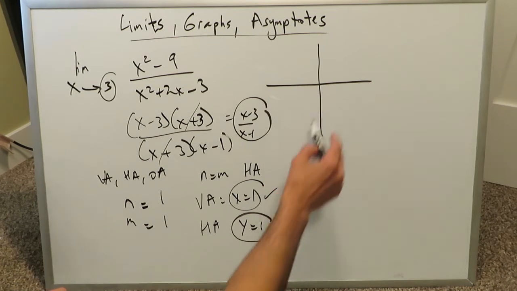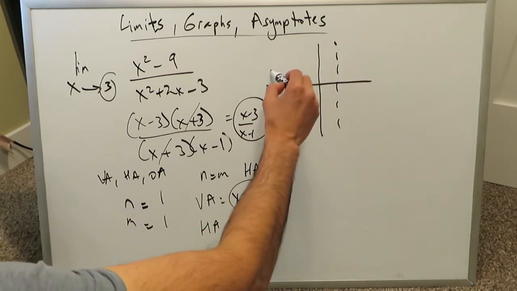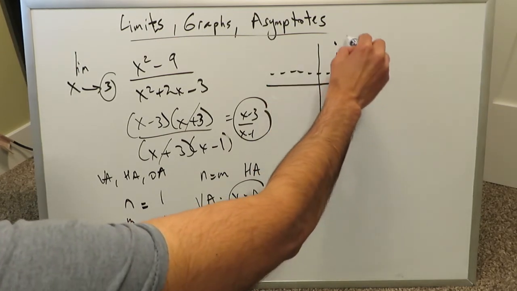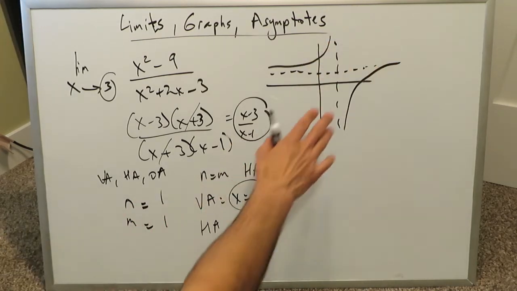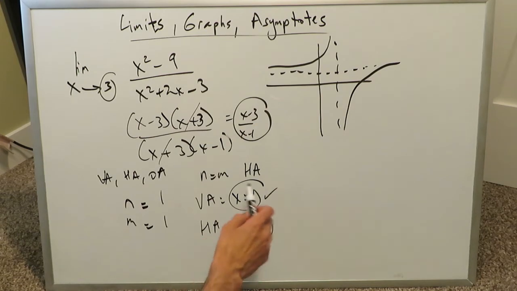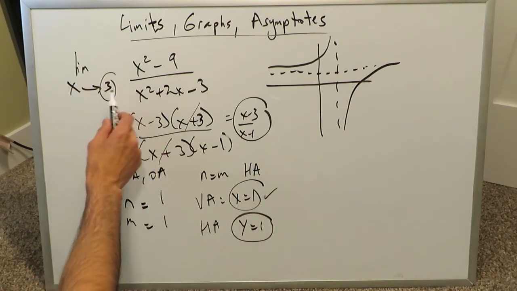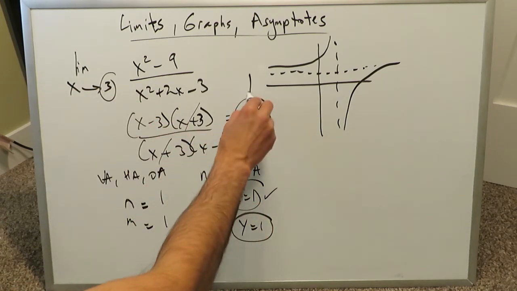We have a vertical asymptote at x equals 1. We have a horizontal asymptote at y equals 1. Our graph would look something like this, going across these asymptotes. But you see what you have over here. We have to actually answer this question. Limit as x approaches 3. We're plugging everything into this right here.